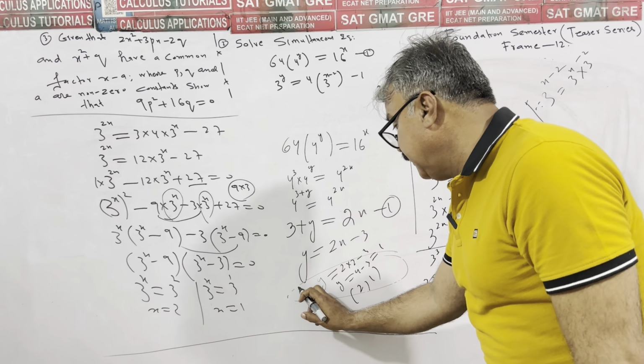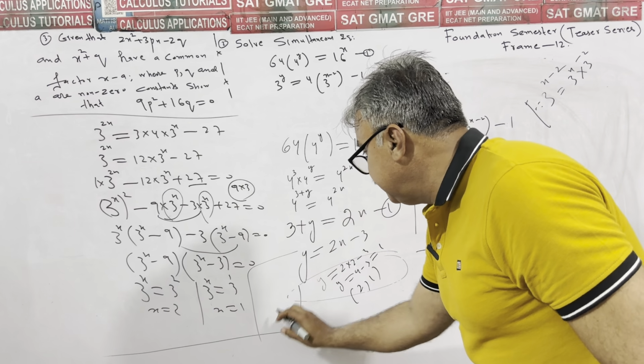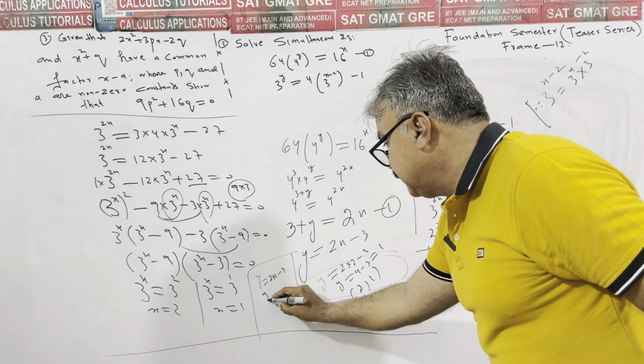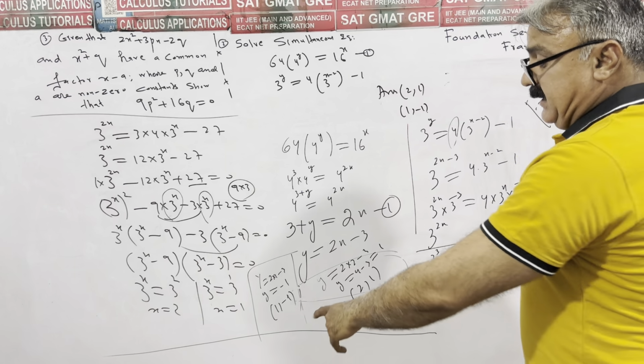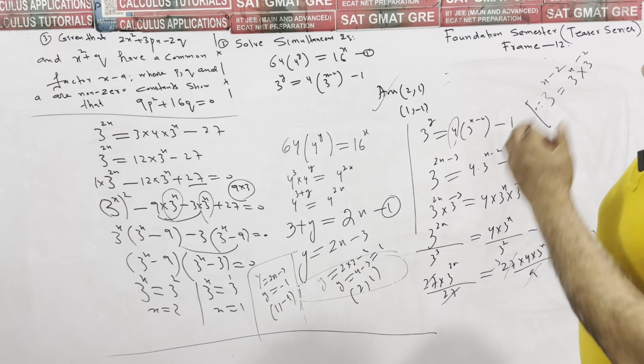What about x is equal to 1? Put it here: y is equal to 2 times 1 minus 3, so y is equal to minus 1. When x is 1, y is minus 1. Okay, cool. We have solved the second question.